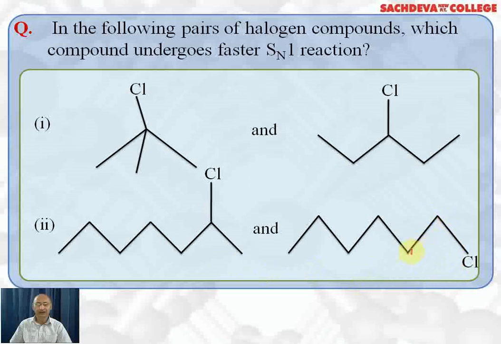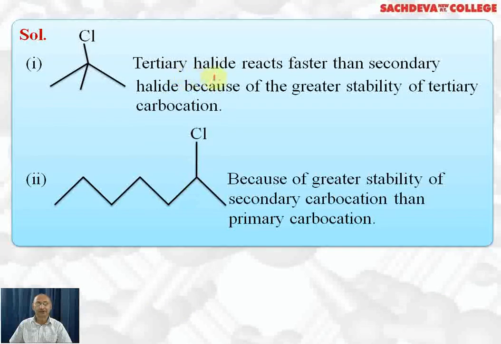This is 1, 2, 3, 4, 5, 6, 1-chlorohexane. This is 1, 2, 3, 4, 5, 6, 7, 2-chloroheptane. We are giving you written explanation. Tertiary halide reacts faster than secondary halide because of greater stability of tertiary carbocation. Similarly, secondary carbocation will have more stability than primary carbocation. Therefore, this will react faster.